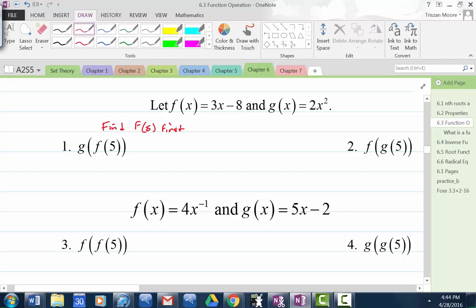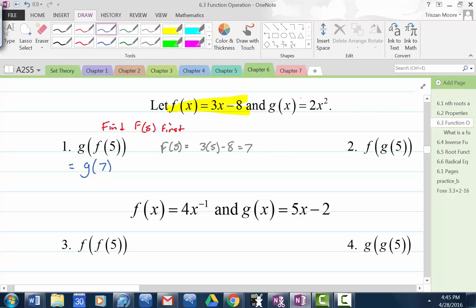And after I find out what f of 5 is, then I can go a little bit further, right? Let's see, f of 5 equals, since this is my function f of x right here, f of 5 is going to be 3 times 5 minus 8, 15 minus 8, 7. So that means that g of f of 5 is going to equal g of 7.